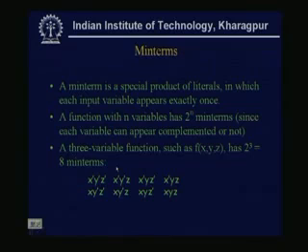Now, already we have defined the min terms. This is a special product of literals in which each input variable appears exactly once. So, a function with n variables has 2 to the power n min terms, as we already read last day. For 3 variable functions such as f(x, y, z), these are the min terms: a dash b dash c, a dash b, x dash y dash z dash, x dash y dash z, x dash y z dash, x dash y z, and so on. These are all the possible min terms.